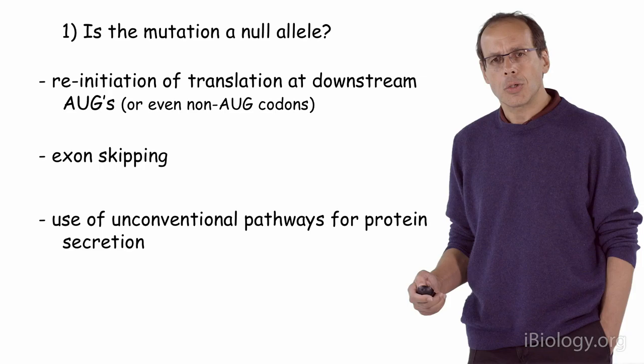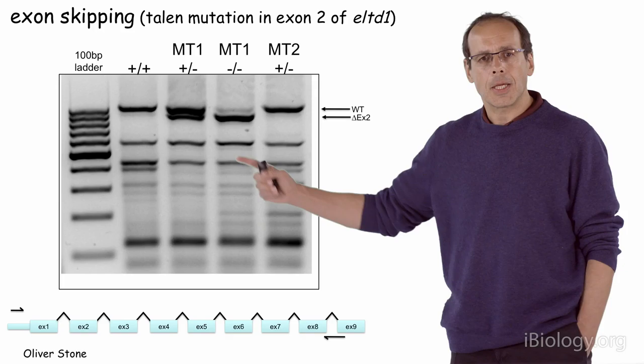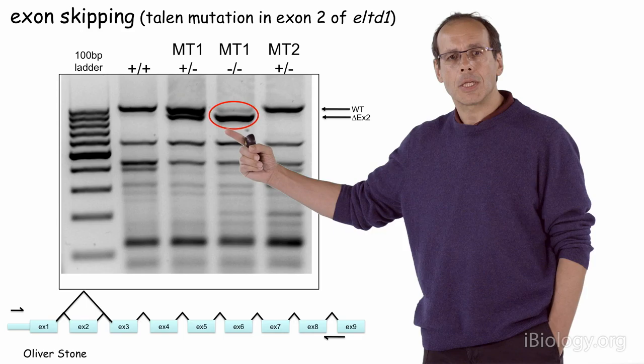Let me show you an example of exon skipping. Again, that's been observed several times in the field. In this case, we made mutations in exon 2. And as you can see here, these are two different mutations, mutation 1 and mutation 2. In the mutant, you can see right here that there's a smaller band that's also present in the heterozygous.